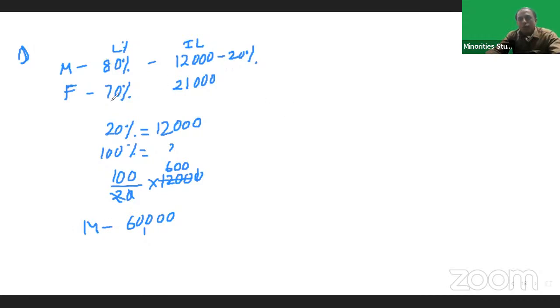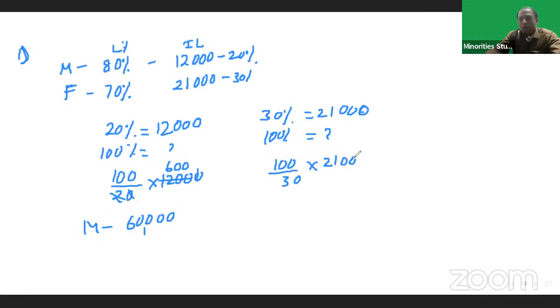And female, if 70% of females are literates, it means 30% of females are illiterates. If 30% is equal to 21,000, then what is 100%? Down value by up value into right side value. 0, 0 cancel. 3 1s are 3, 3 7s are 21. So 700 into 100 is equal to 70,000.